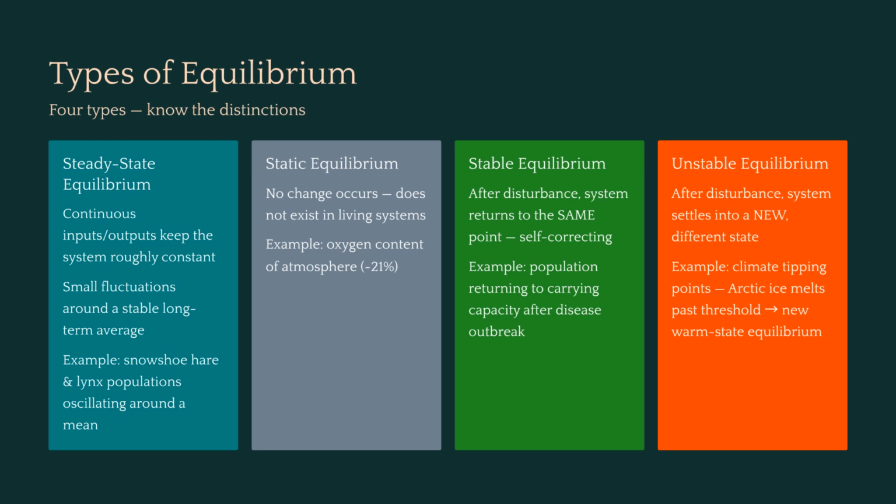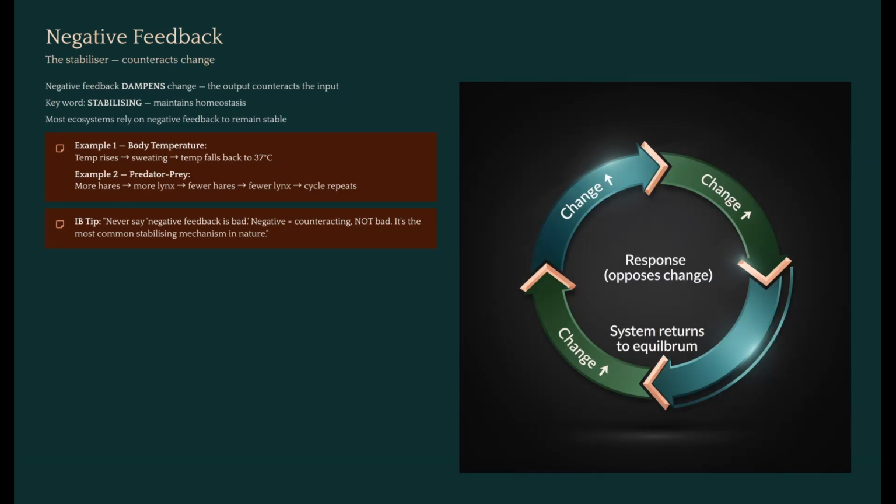4 types of equilibrium. Steady state: continuous flow, stable average. Hare-lynx cycles. Static: no change. Rare. Stable: disturbed, bounces back. Unstable: disturbed, shifts permanently. Arctic ice past tipping point. Dangerous. Irreversible.